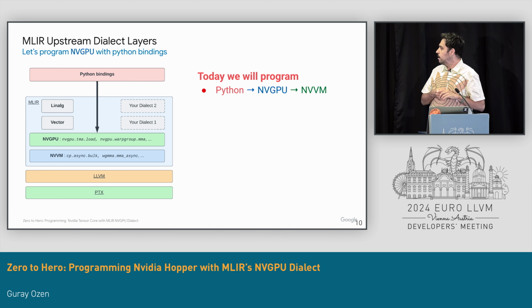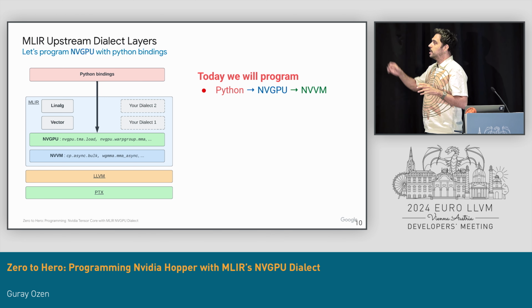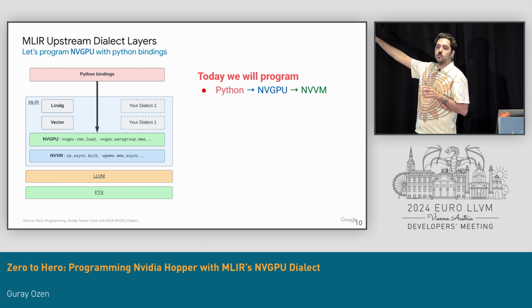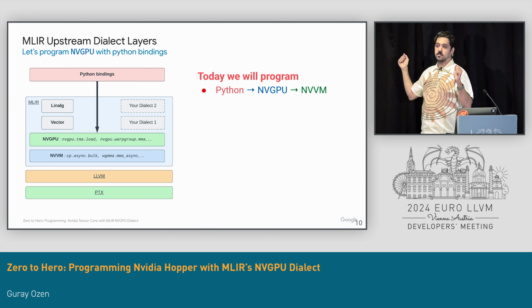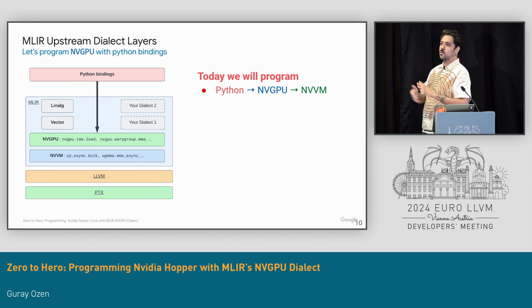And where are we today? We are going to be on the Python bindings, on top of MLIR. We are the user. Today we will decide how to implement our kernel.